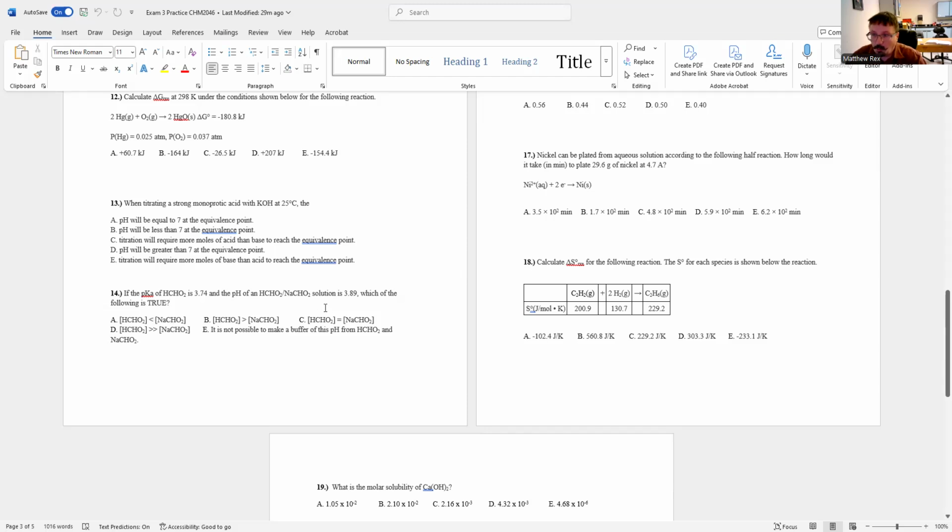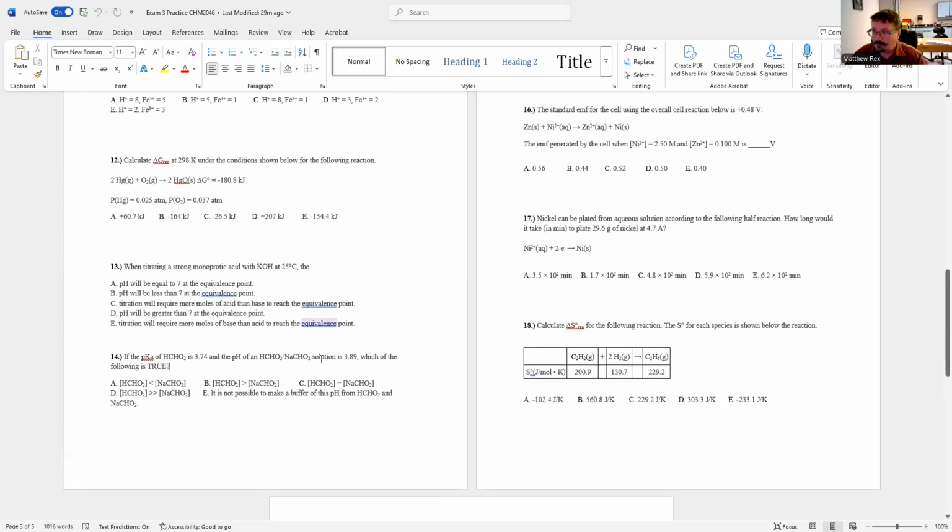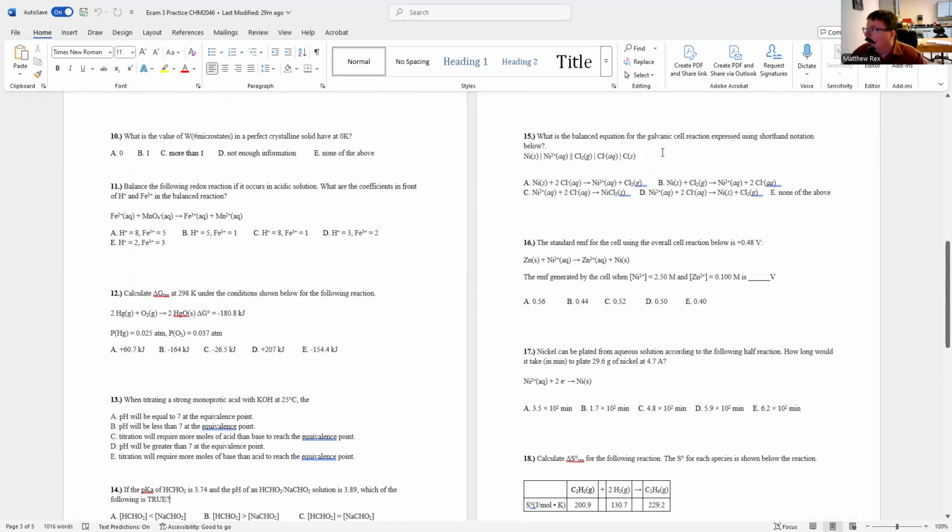We'll get something greater than 1, and that log is going to be positive. If the concentration of the acid were greater, we'd get something less than 1. The log of that would be negative, and we'd have a pH below our pKa. What's the balanced equation for the galvanic cell? All right, let's see.